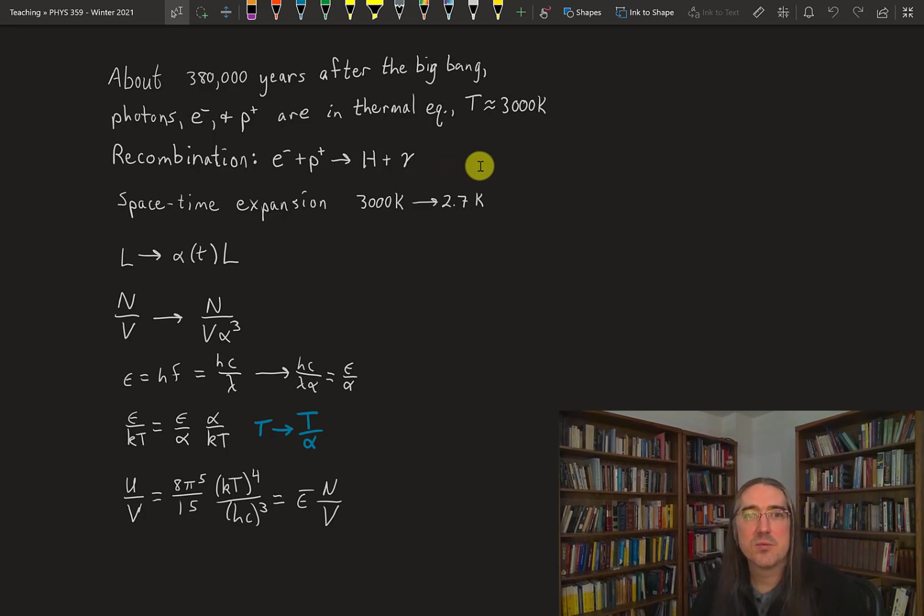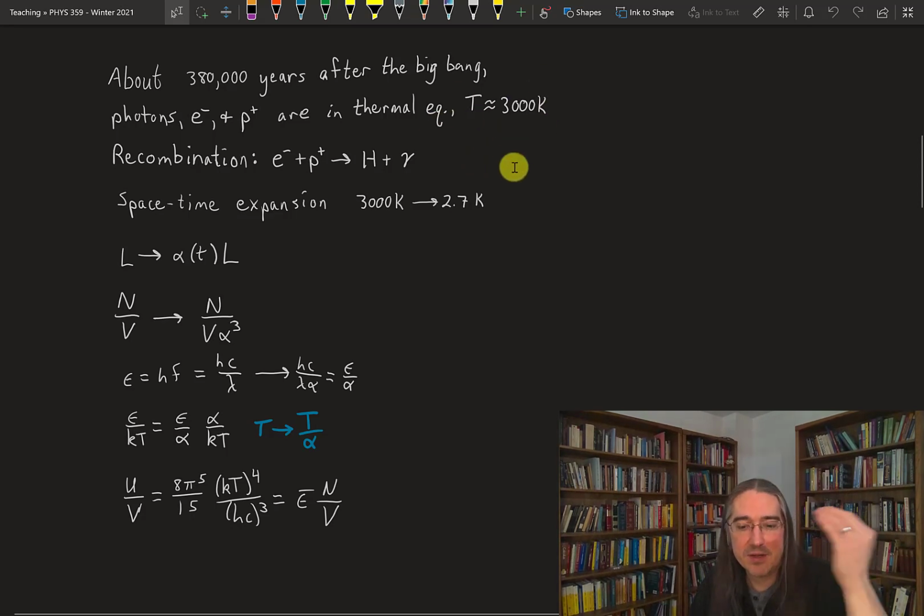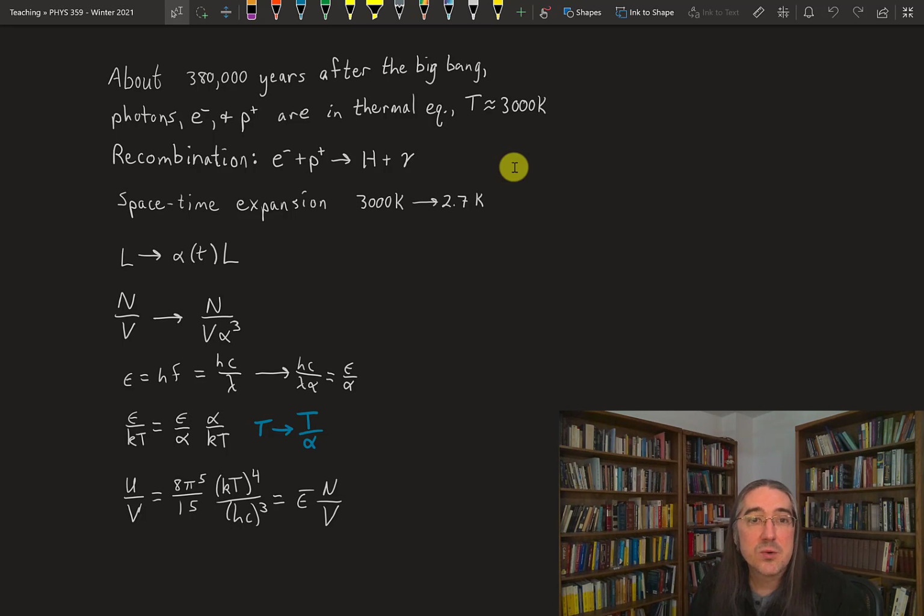You remember the Saha equation has a very steep ionization fraction as a function of temperature. So if you look back to your Saha equation, you'll see at 3,000 Kelvin, that ionization fraction is going to really plummet. So we make hydrogen, and hydrogen is not going to interact well with these photons.